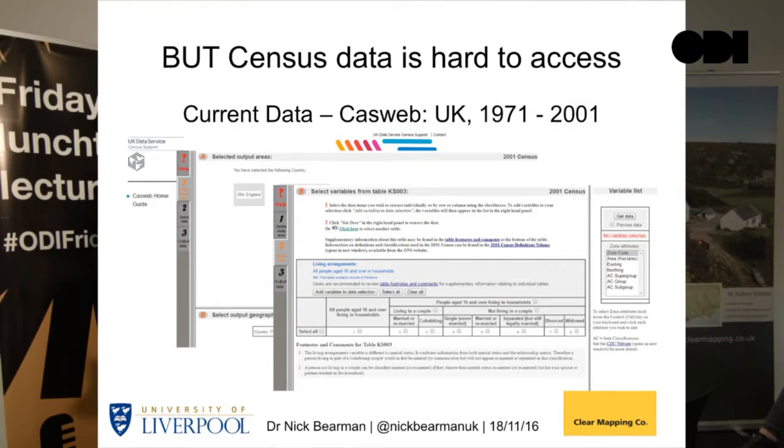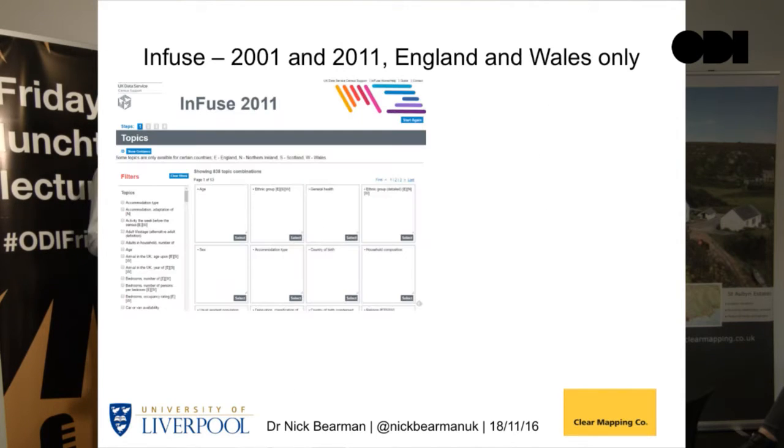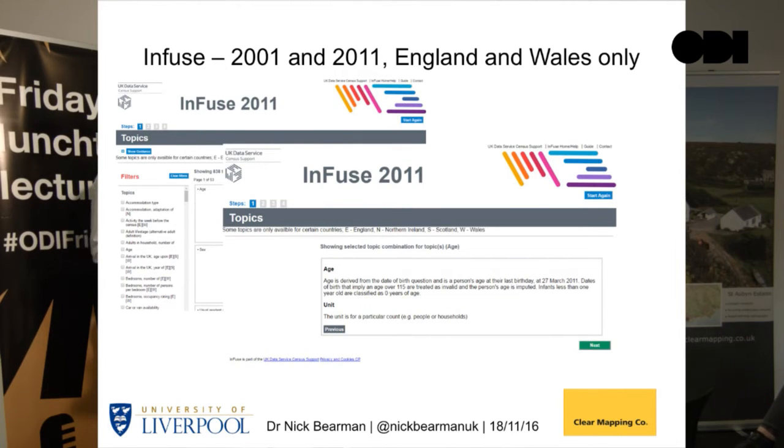The more recent version, done by UK Data Service, is Infuse, which has 2001 and 2011 data on it, but only for England and Wales. It's a bit more of a slick interface, and there's some more information about what the variables are and what they mean and what you can use them for. But more often than not, you end up with a list of numbers or lots of options to choose from.